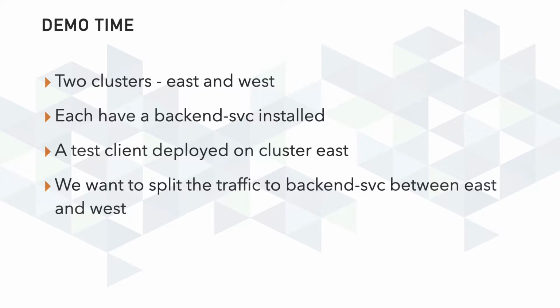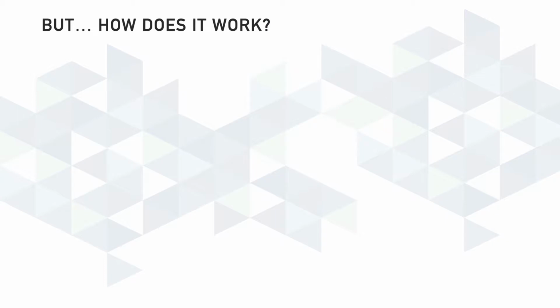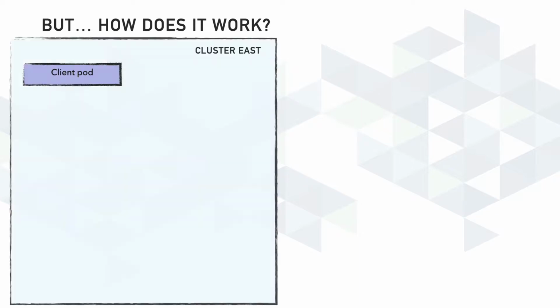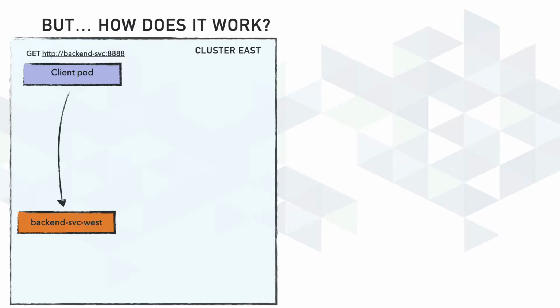So this is all quite interesting, and you might ask yourself, well, how does this actually work? Well, the way it's been designed is the following. Imagine you have your client pod that's located on cluster east, right? The moment you fire a GET request through curl to backend service, this GET request is routed by the traffic split to backend service west, which is the proxy for the service located on cluster west.